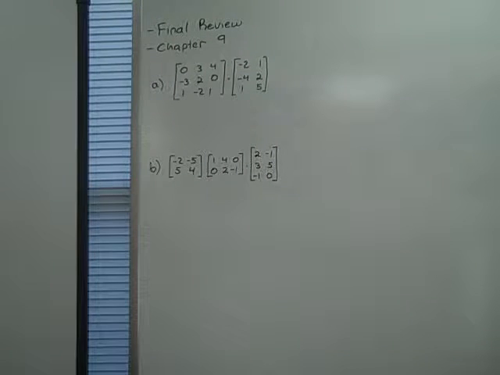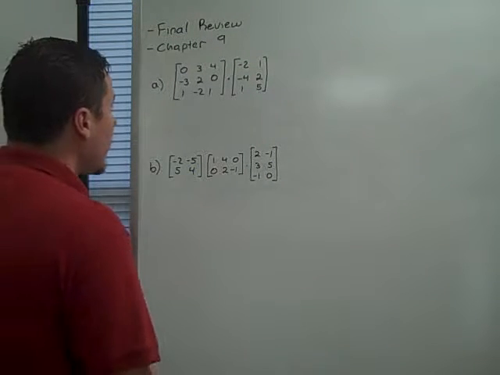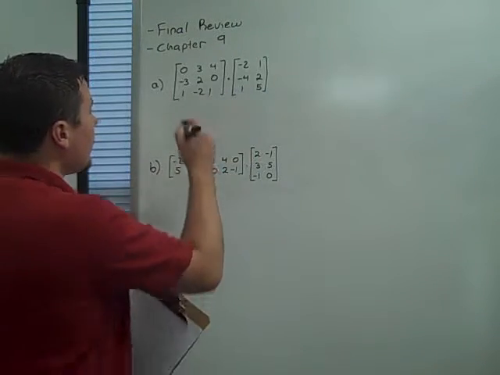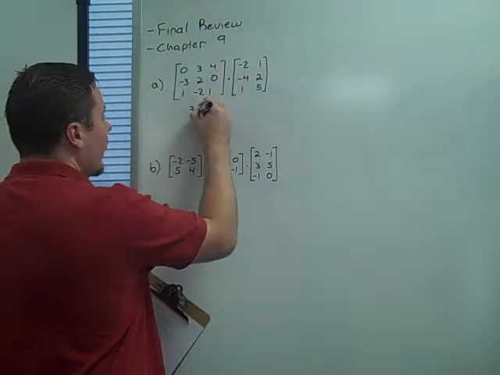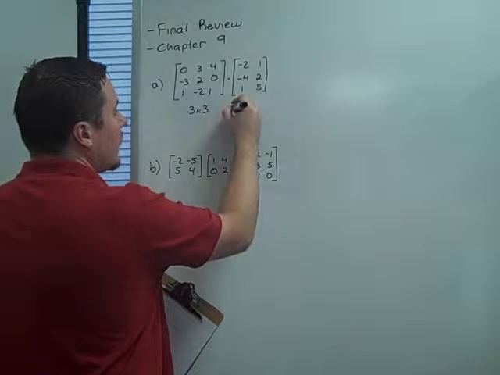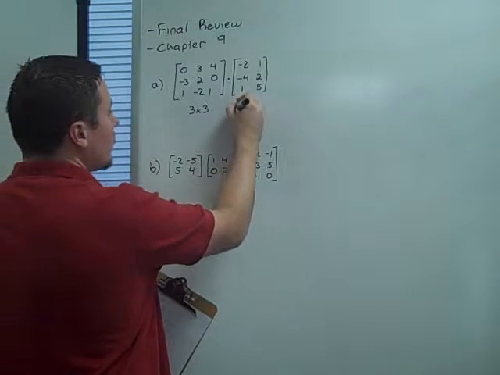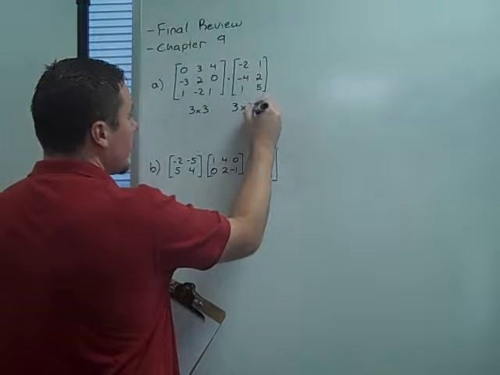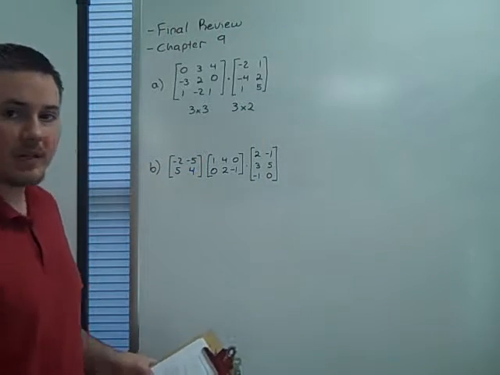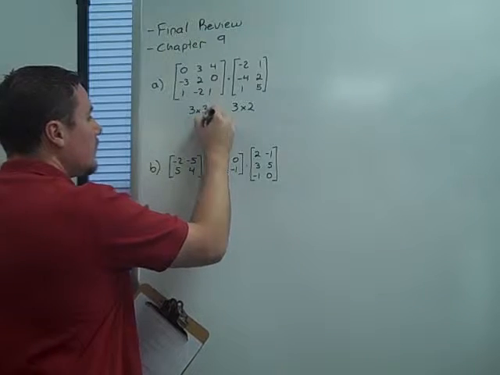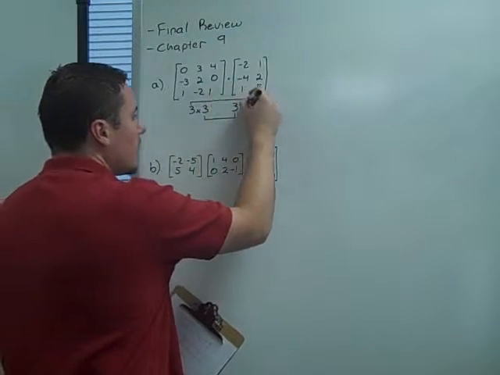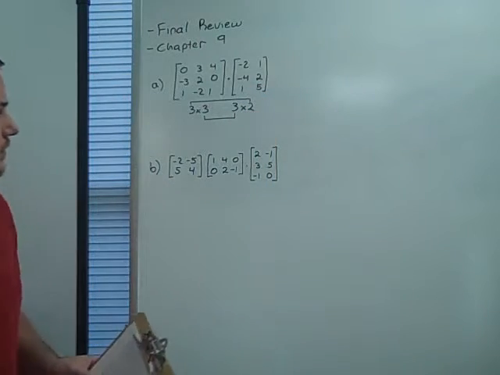Alright, for our next problem from Chapter 9, we have matrix multiplication. Two different problems, one 3 by 3 and a 3 by 2. Remember, it's rows and then columns. Now, in order for the multiplication to work out, the 2 in the middle must be the same, and our result matrix will be a 3 by 2.